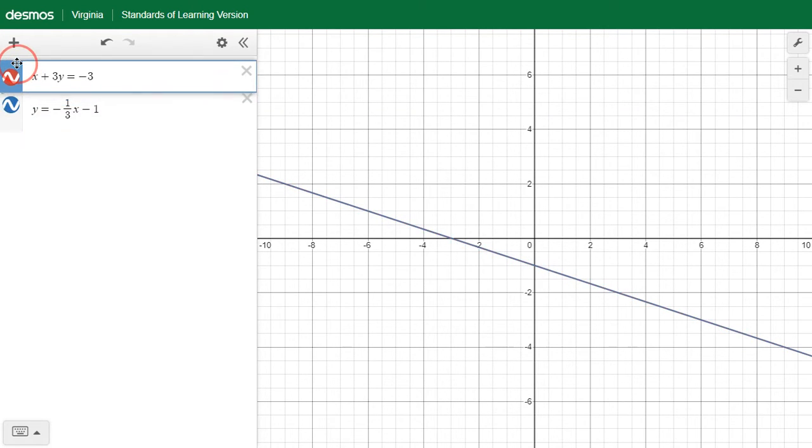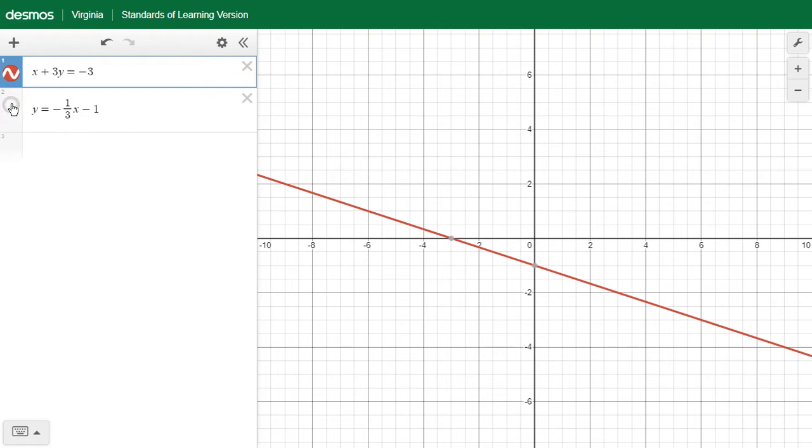Like I said, you can move them around here so you can cover up the red one with the blue one or vice versa. What should happen here is both of your equations should graph to the same line.